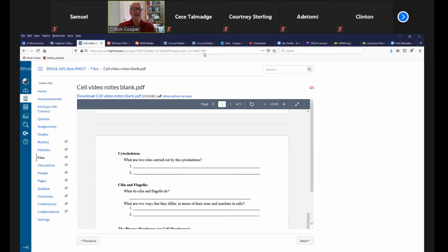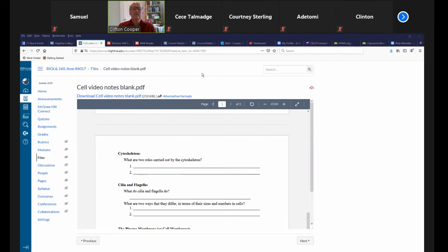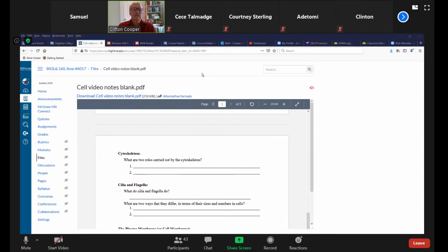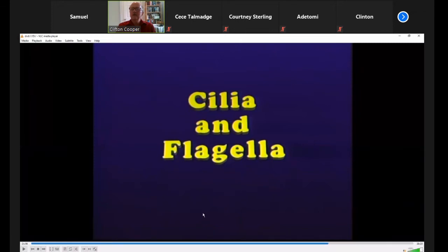Okay, let's see about the cilia and flagella here. Cytoskeleton, as they talked about it, was basically inside the cell, but the cilia and flagella stick outside the cell. They help the whole cell to move. We'll see that right now.